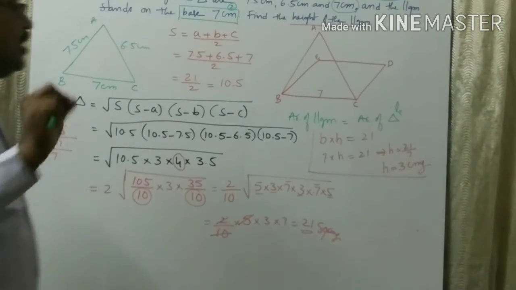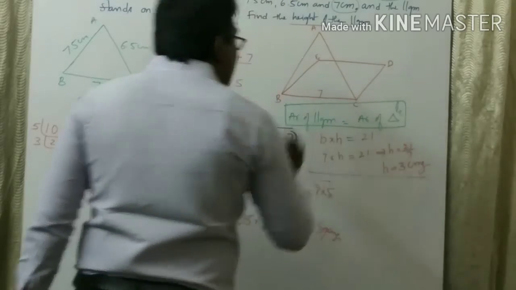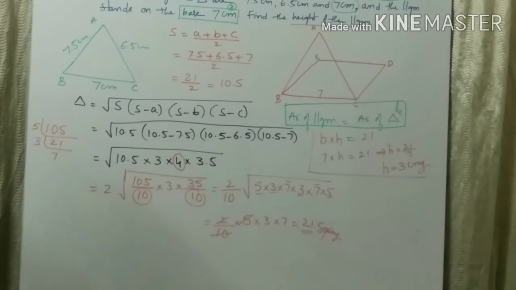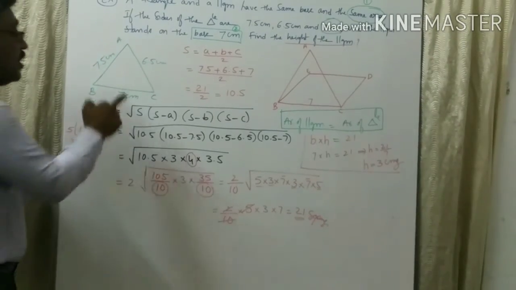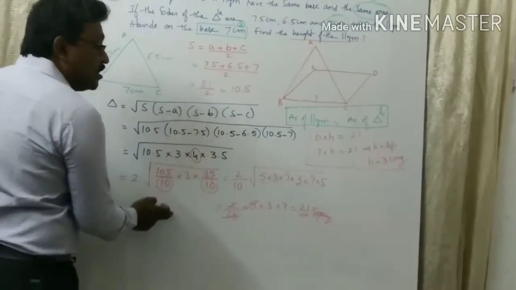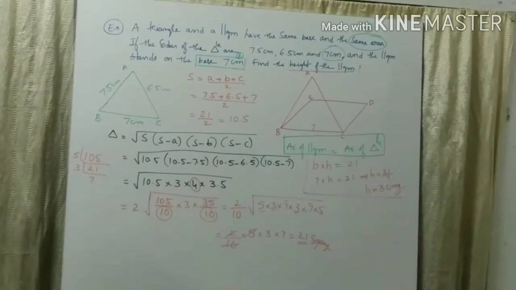The clear given information is this one. Area of parallelogram is equal to area of triangle. For that, there is a chance to find area of triangle by using Heron's formula, and we did like this. Okay, we'll go with the next example.